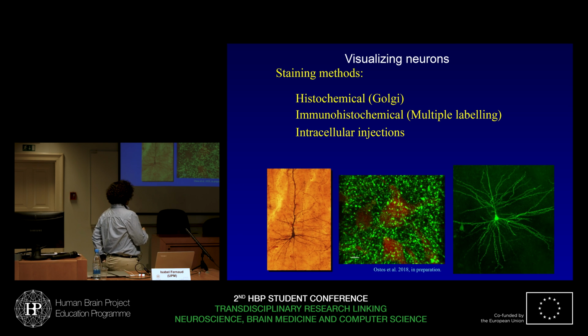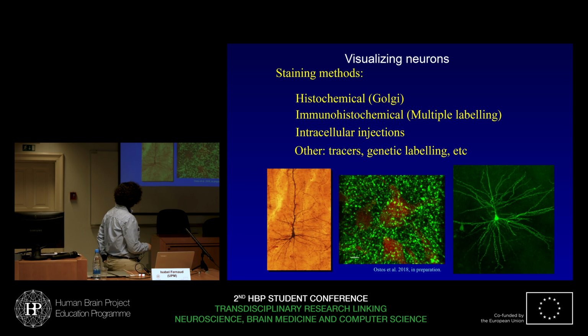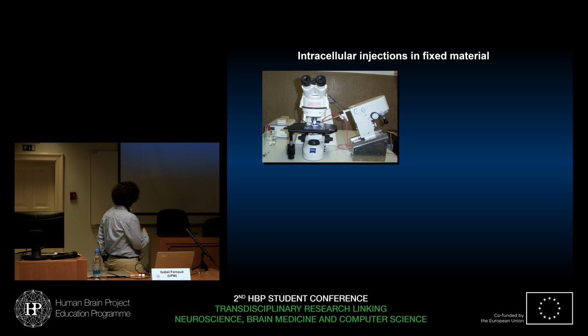And what we use in the lab to study the morphology of neurons are intracellular injections. There are many other markers like genetic labeling, tracers, fractional paths, etc. So intracellular injections is our material to obtain the images and then reconstruct neurons or dendritic spines.